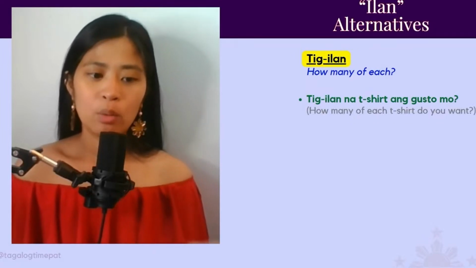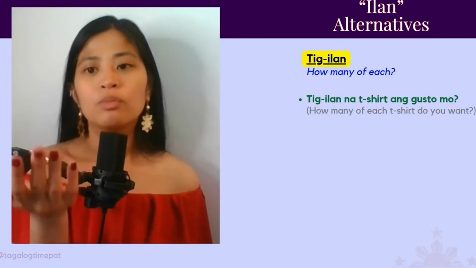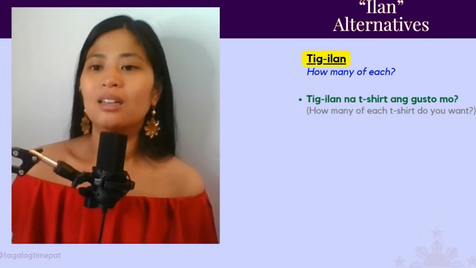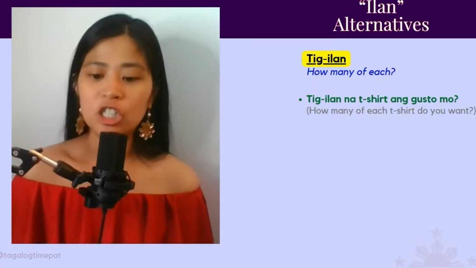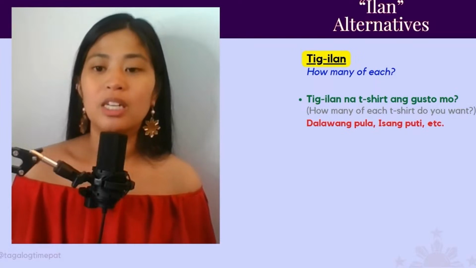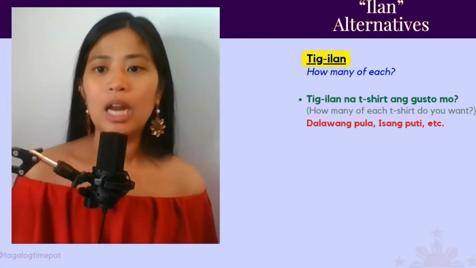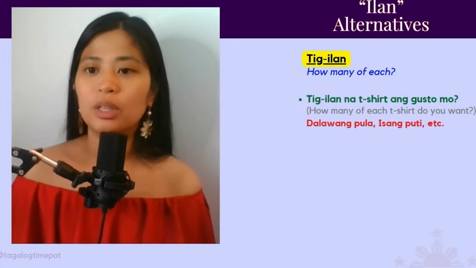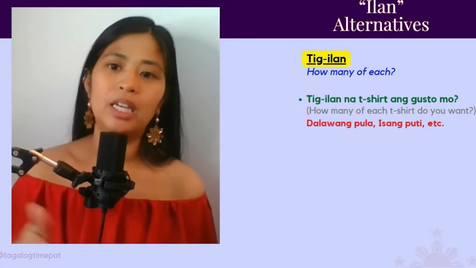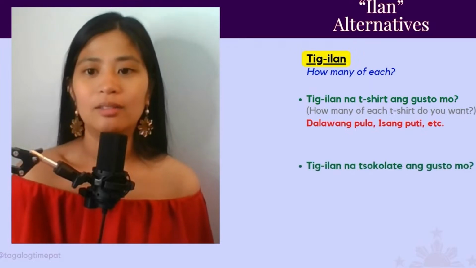For example, oh, I want 3 of the red t-shirts, 2 of the white t-shirts, 1 of the black. So, tig-ilan na t-shirt? How many of each t-shirt do you want? Your response would just be the number of it. So, dalawang pula, 2 reds, isang puti, 1 white, and so on. So, you see it's asking how many of each type of thing.